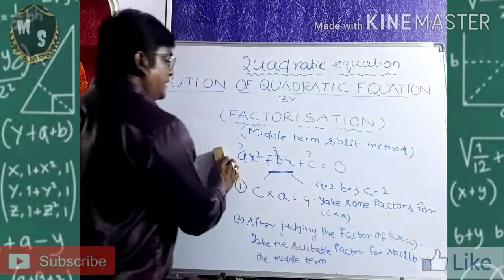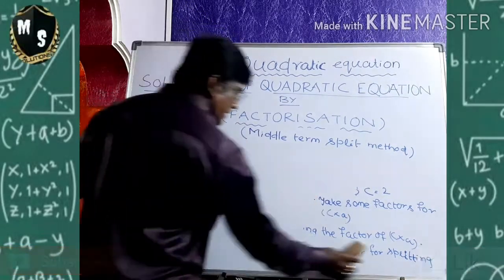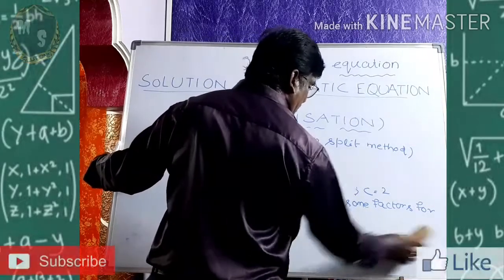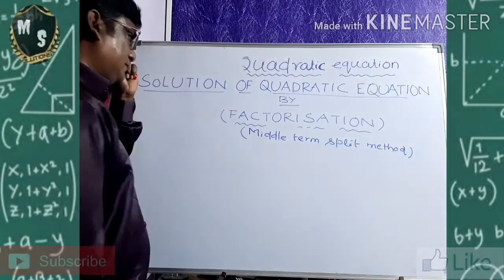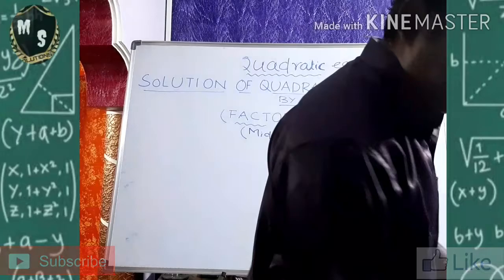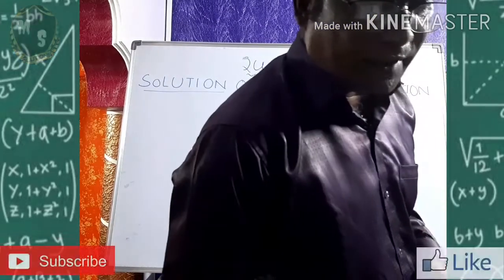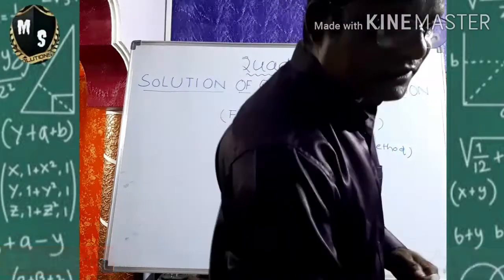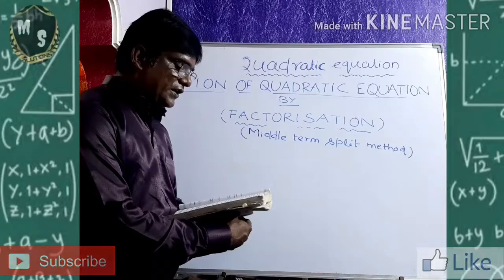So, let's go for an example of how we can go for the factorization. By an example, it will be easy for you to understand. Now you see, I am taking one equation from your book. Example 3: 2x square minus 5x plus 3 equal to 0.